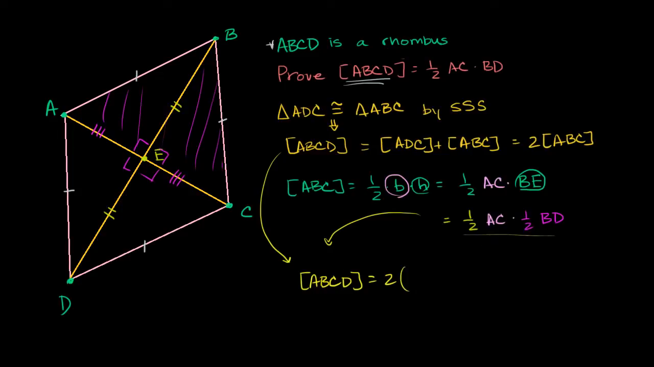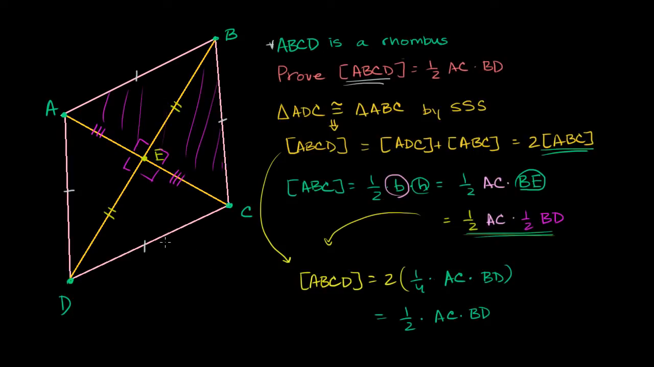So 2 times the area of ABC. Area of ABC is that right over there. So 1/2 times 1/2 is 1/4 times AC times BD. And then you see where this is going. 2 times 1/4 is 1/2 times AC times BD. Fairly straightforward, which is a neat result.